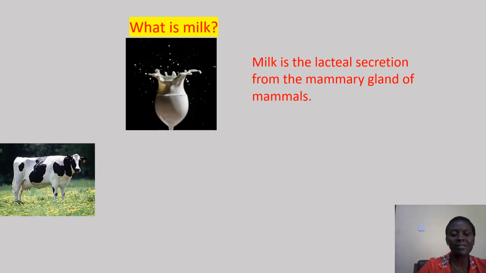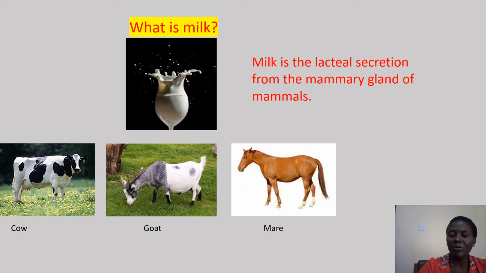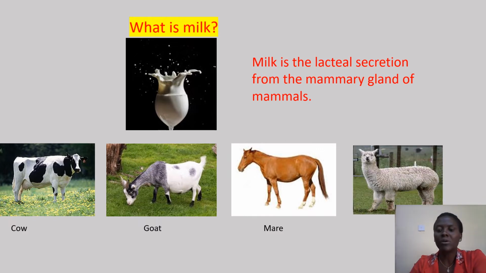Now, there are several sources of milk. One can be cow. You can also get milk from goats. We can also get milk from mare, that is the female horse. Milk can also be obtained from llama. This is a variant of camel. And of course, you agree with me that we can also get milk from humans.